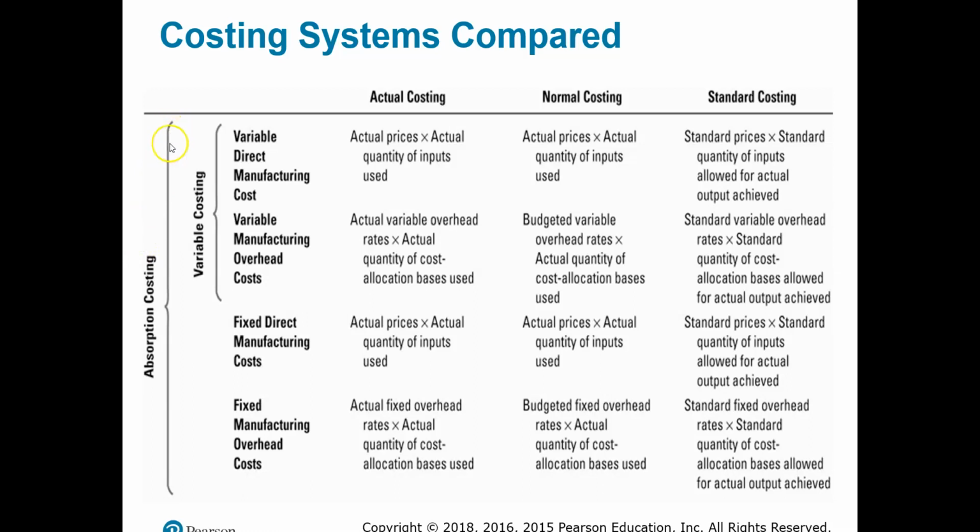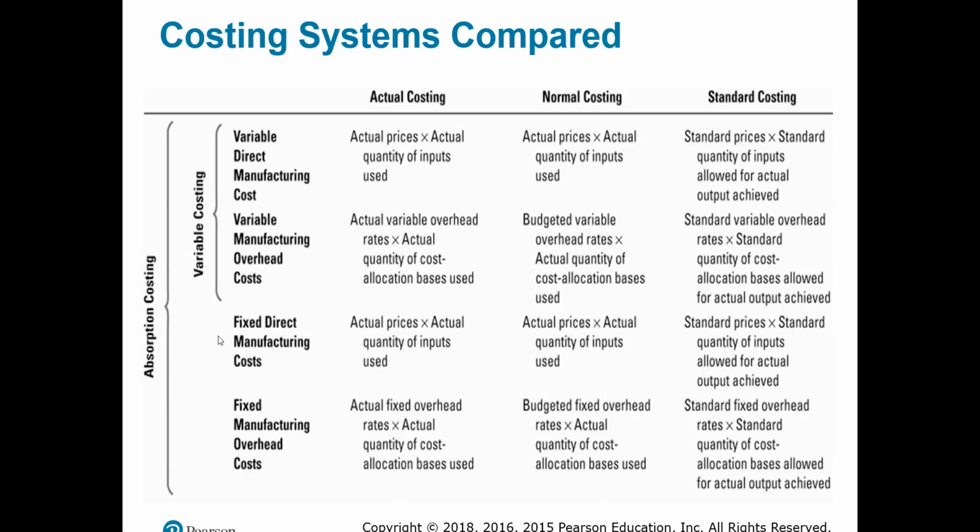Absorption costing includes all of these: variable direct manufacturing costs, variable manufacturing overhead costs, fixed direct manufacturing costs, and fixed manufacturing overhead costs. Now, we rarely talk about fixed direct manufacturing costs, but there are some occasions where direct costs can be fixed. It just depends on the cost object itself, whether that particular cost is variable or fixed. It all depends on what the cost object is.